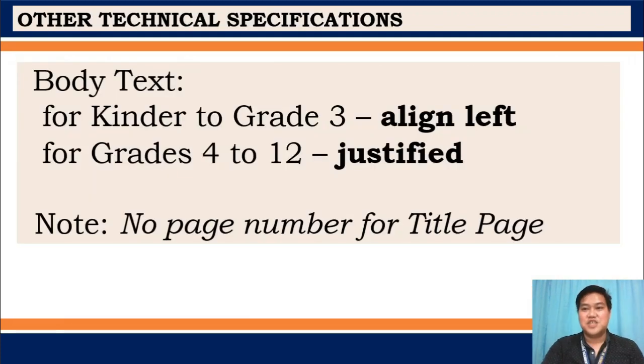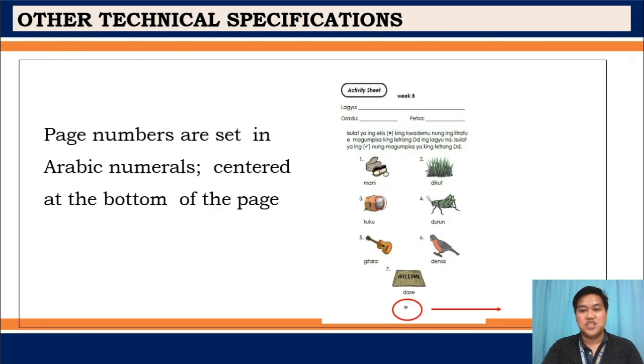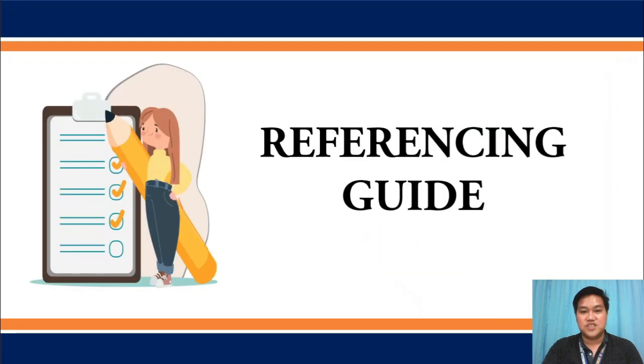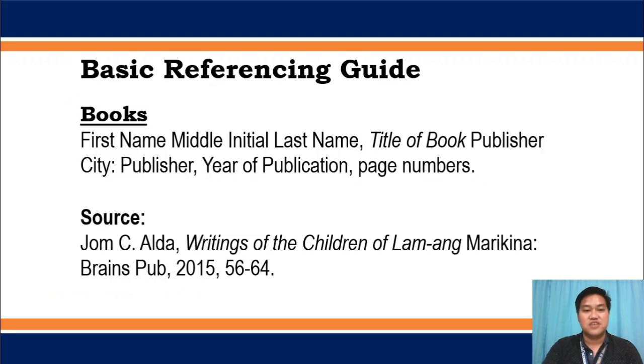The body text shall be aligned left for kindergarten to grade 3, while grades 4 to 12 shall be justified. In placing the page number, it shall be in Arabic numerals and placed center at the bottom of the page. In citing the references for further readings, the following shall be observed. It is very important to cite properly the resources used in the development of the materials.